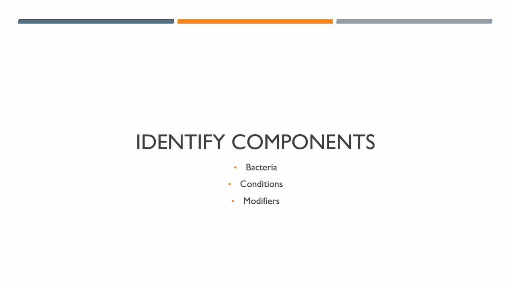So now that we have the sentences parsed apart, we need to identify components. Although we have things like noun, verb, subject, object, adverb, adjectives, and other parts and qualifying phrases, the key components we are looking for are bacteria, conditions, and modifiers. The rest of parsing the sentences apart, we will deal with a bit later down.